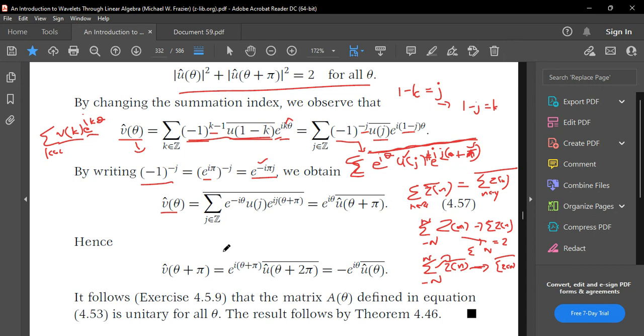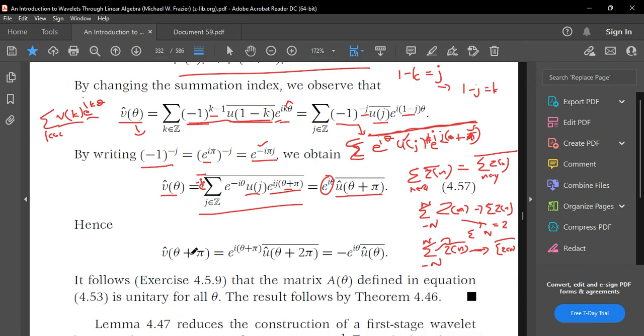Okay, anyway, v cap of theta is equal to this one, the conjugate can be taken outside. So e raised to minus i theta can be taken outside of the summation, and with the conjugation we will get e raised to i theta. What is left inside the summation is the sum over j belongs to Z of u of j into e raised to i j of theta plus pi, the whole conjugate. What is the answer for this summation? It is the definition of u cap of theta plus pi, the whole conjugate. So we will get v cap of theta like this.